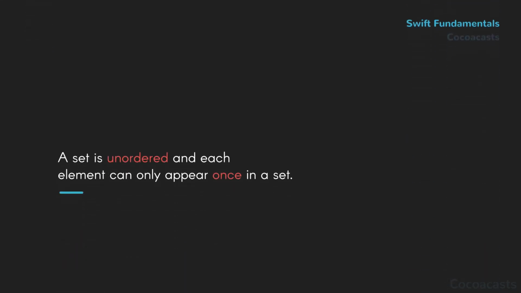Sets and arrays have several features in common. They both store a collection of values of the same type. You can add and remove elements if the set or array is mutable. But there are some key differences. A set is unordered, and each element can only appear once in a set. While an array can contain duplicate elements, each value contained in a set is unique.